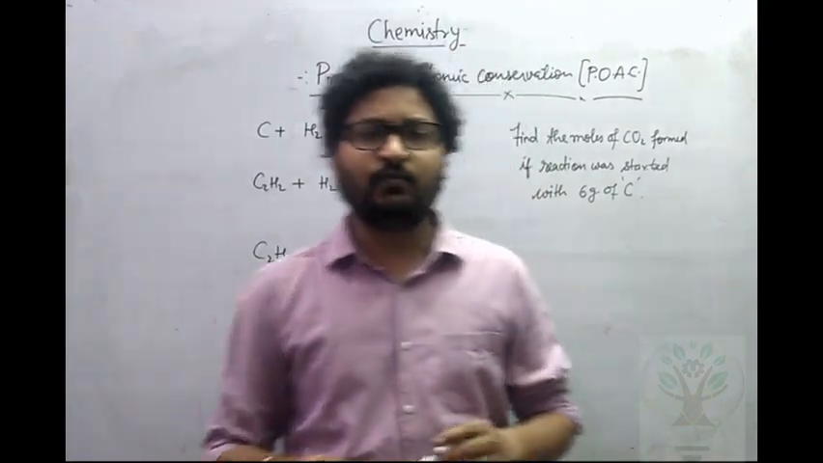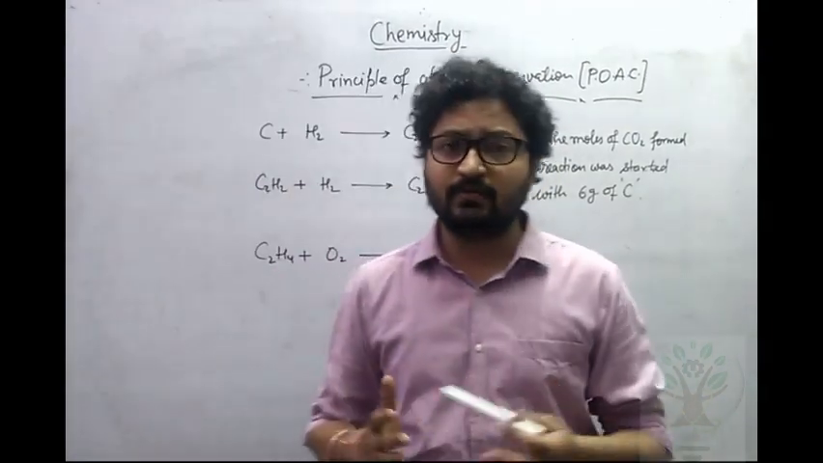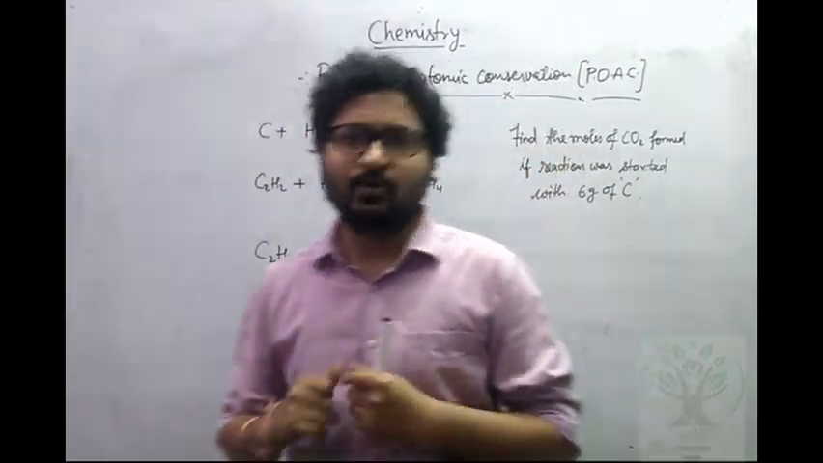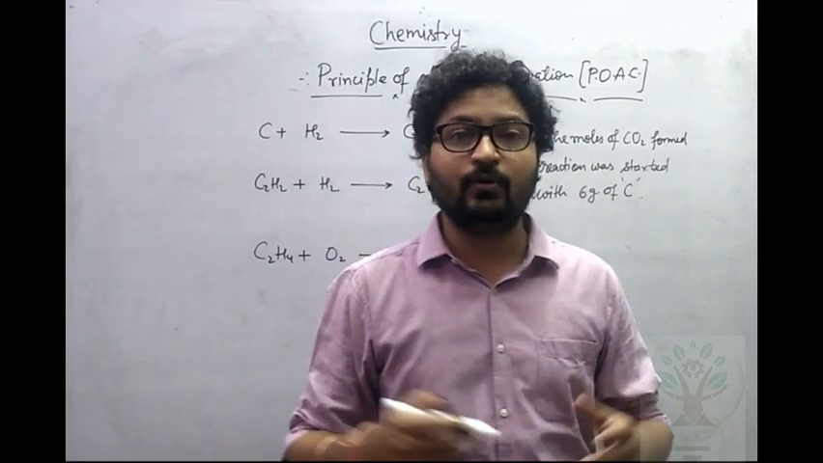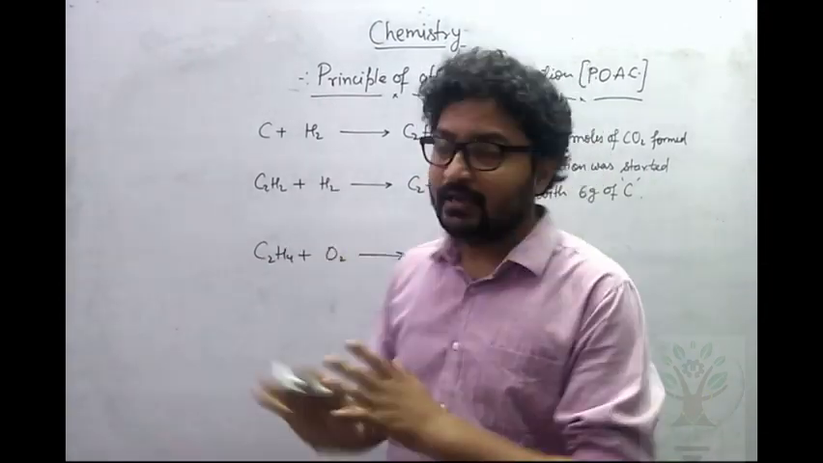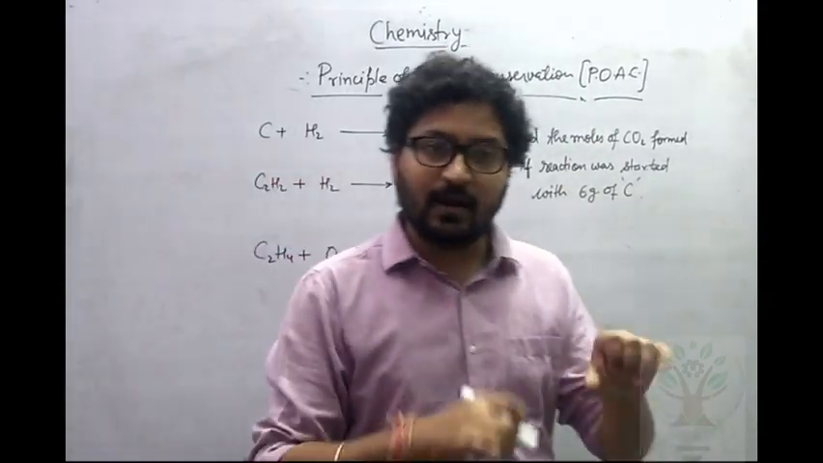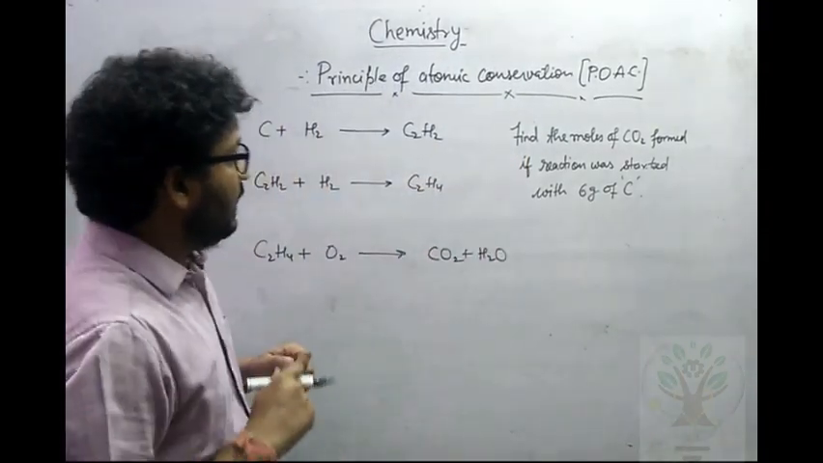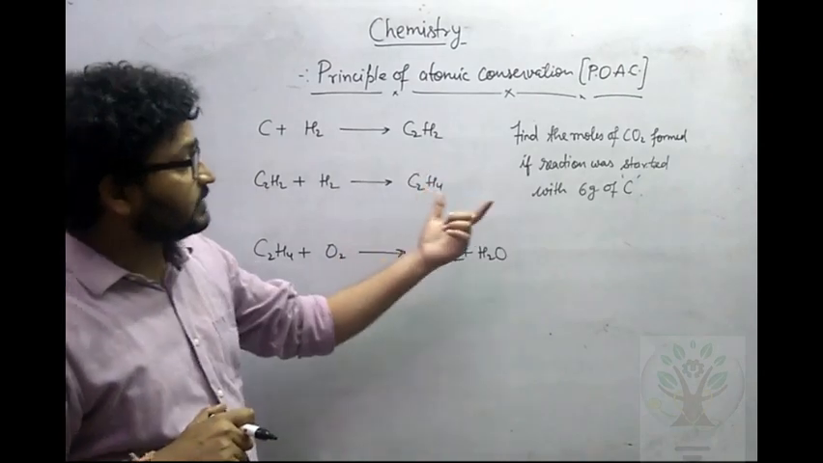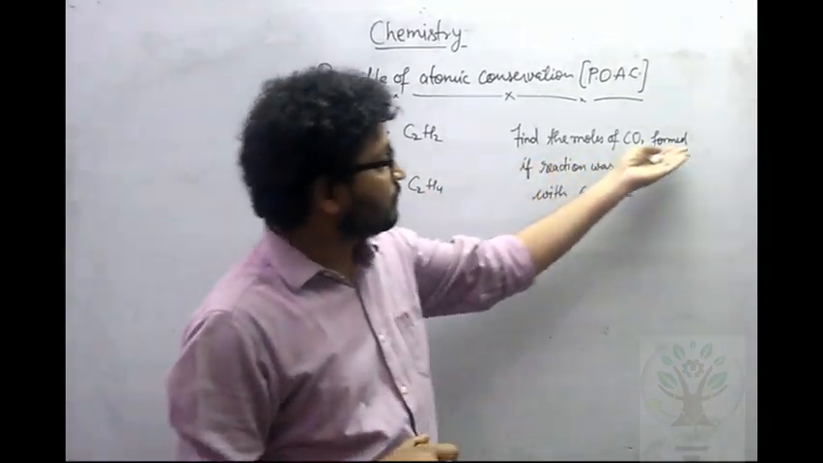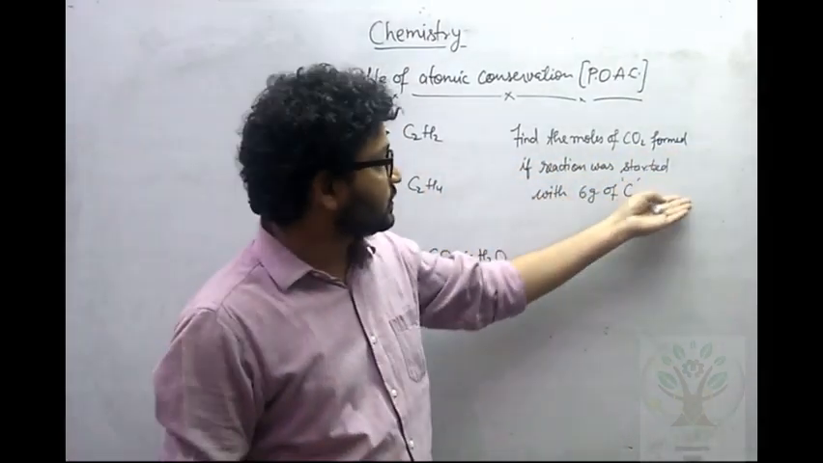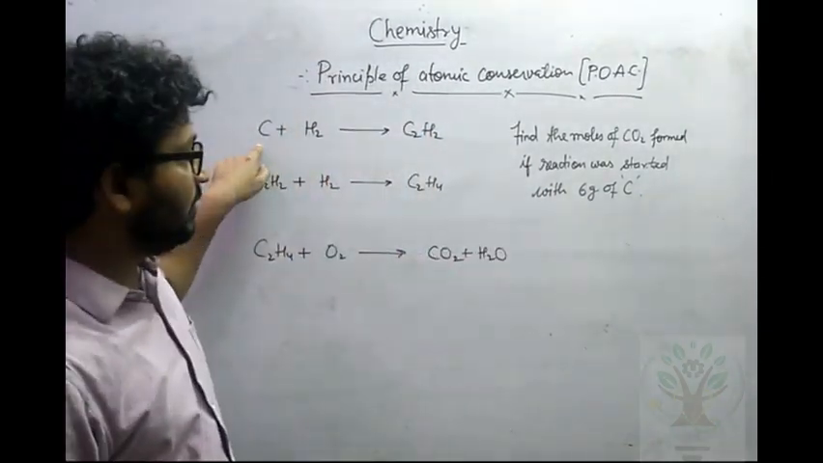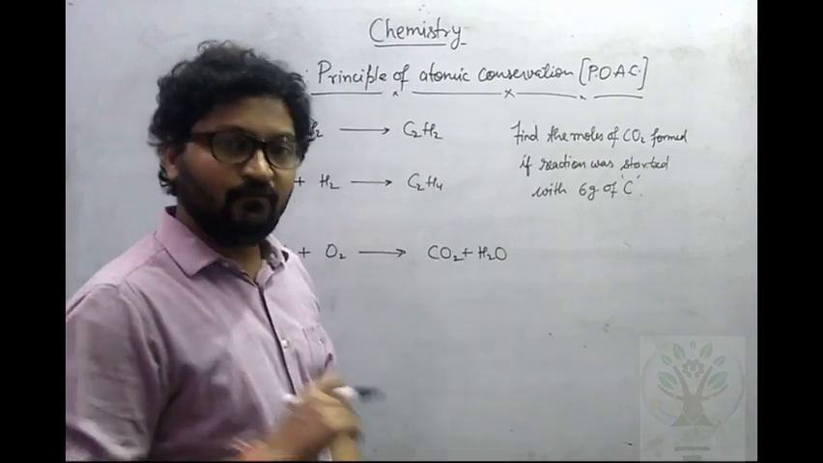I will suggest that if you are not familiar or comfortable with POAC, then you can form the reaction easily, so you go by mole concept. But let me show you, if you don't know about mole concept or you feel like you have command over this POAC, let's see how easily you can solve this question. Firstly let's see the question. They are saying find the moles of CO2 formed if the reaction was started with 6 gram of carbon. Means you started this reaction with 6 gram of carbon. Now I am asking you moles of CO2 formed.